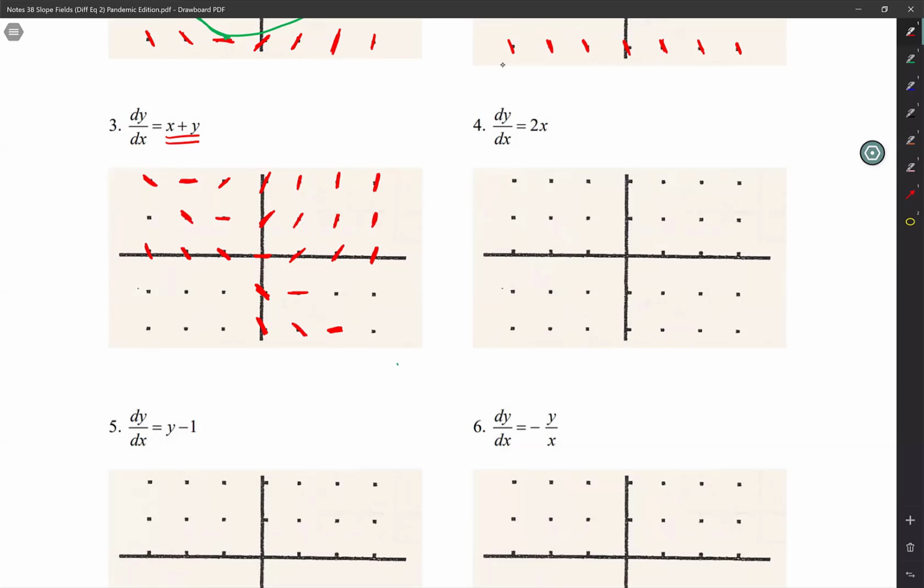I'm looking at point 2, -1. So 2, -1 is a slope of 1. So here's my slope of 1. Now I'm looking at point 3, -1. That's a slope of 2. So let me see, slope of 2. And then 3, -2, slope of 1. Boom.